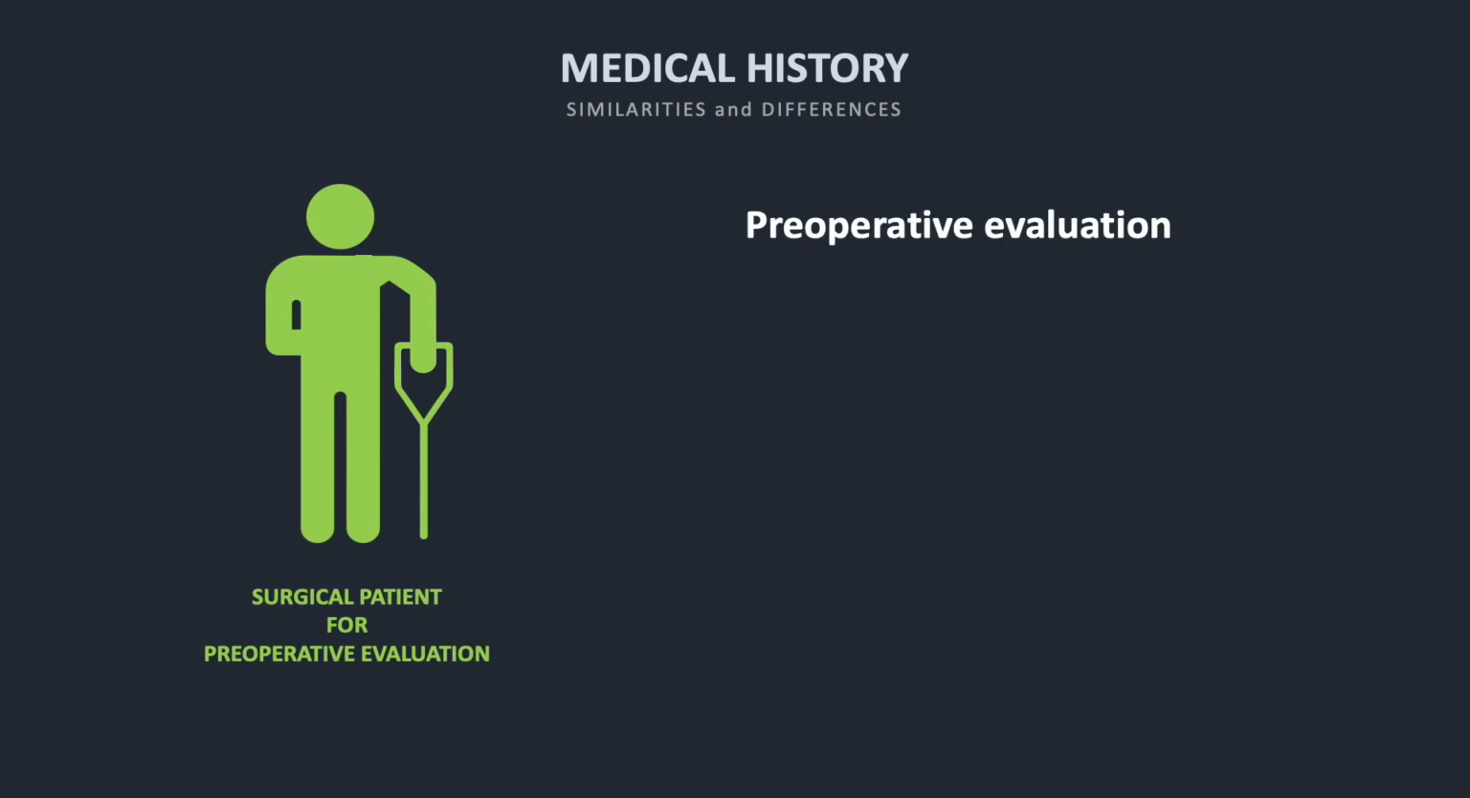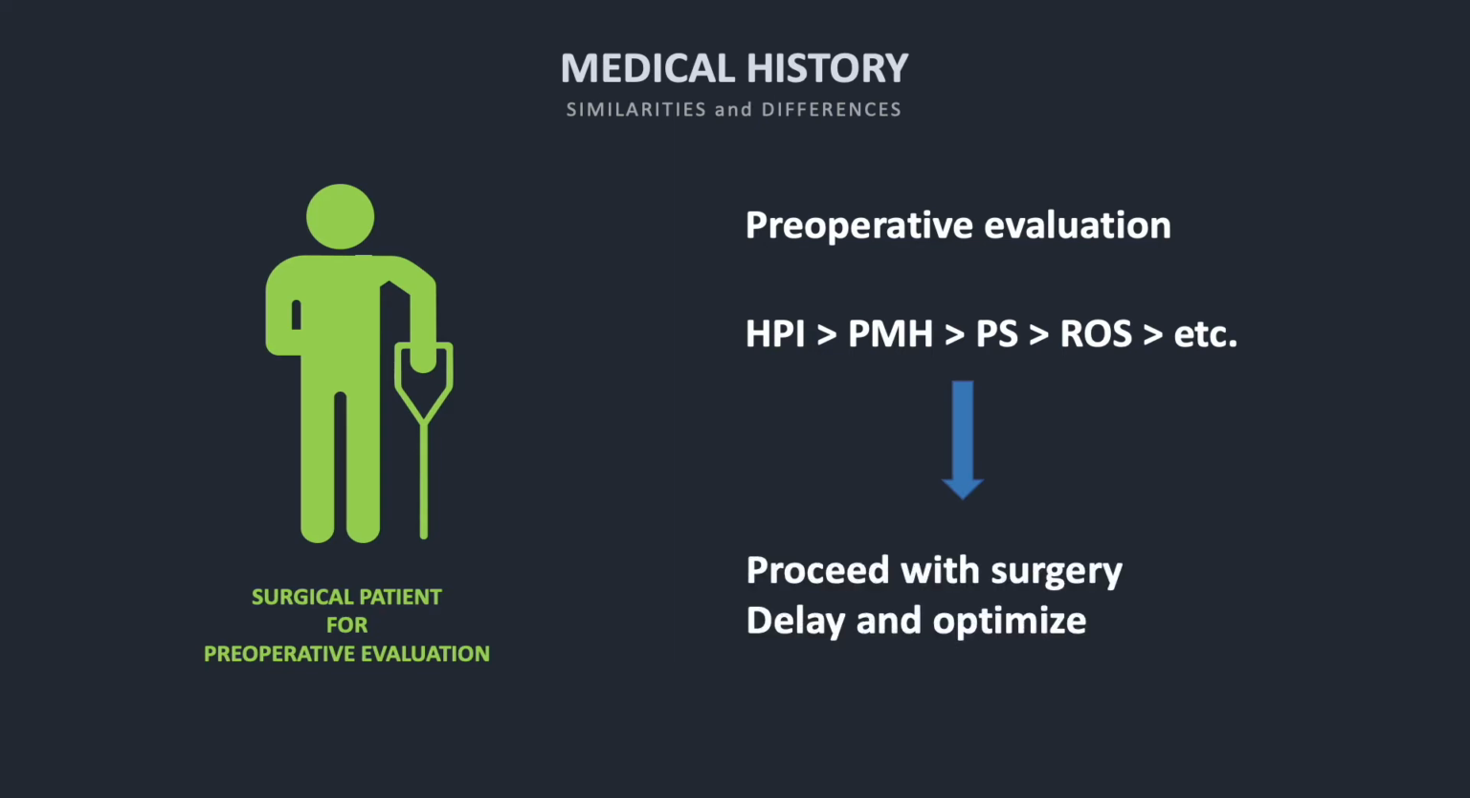Whereas the surgical patient going for a preoperative evaluation already has a diagnosis and just comes to our clinics for preoperative evaluation. So again, they go through the history of present illness, basically the nature of illness or injury. We go through that and look for comorbidities in the past medical history, personal, social, and review of systems, and hopefully make a decision whether to proceed with surgery, delay, and optimize.